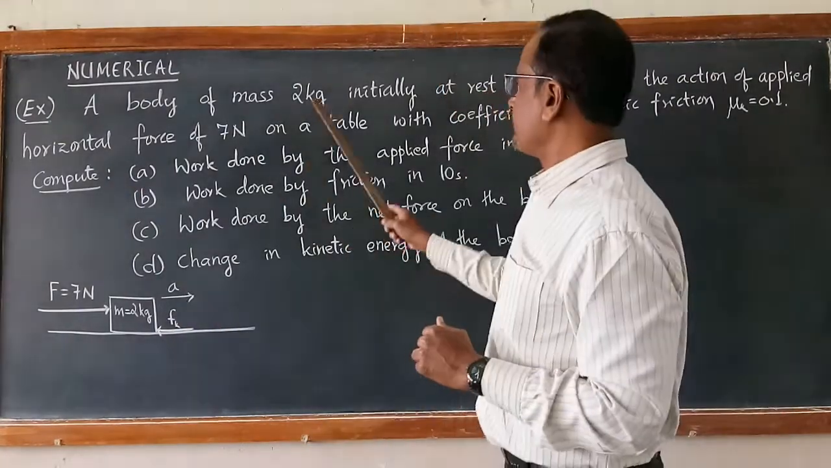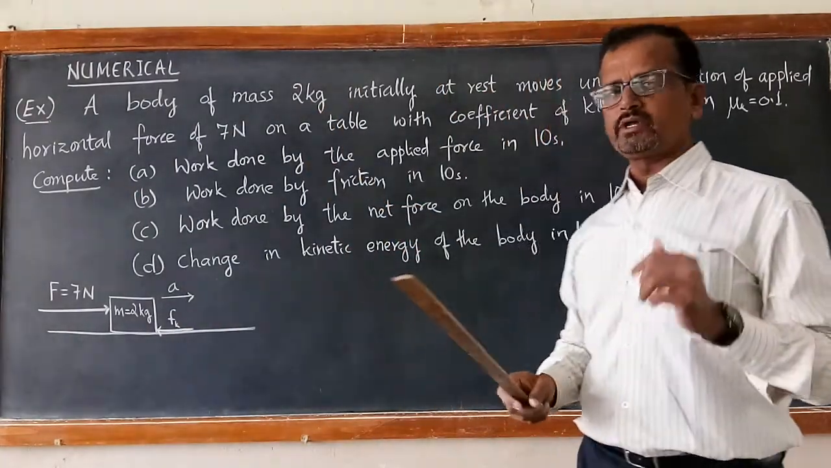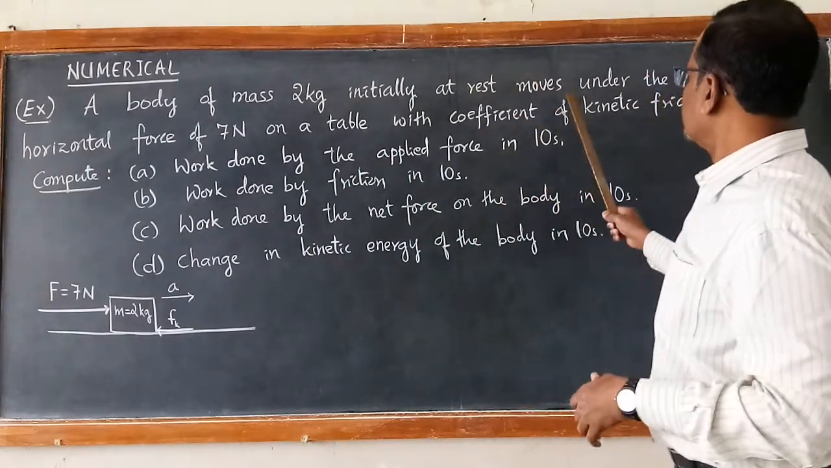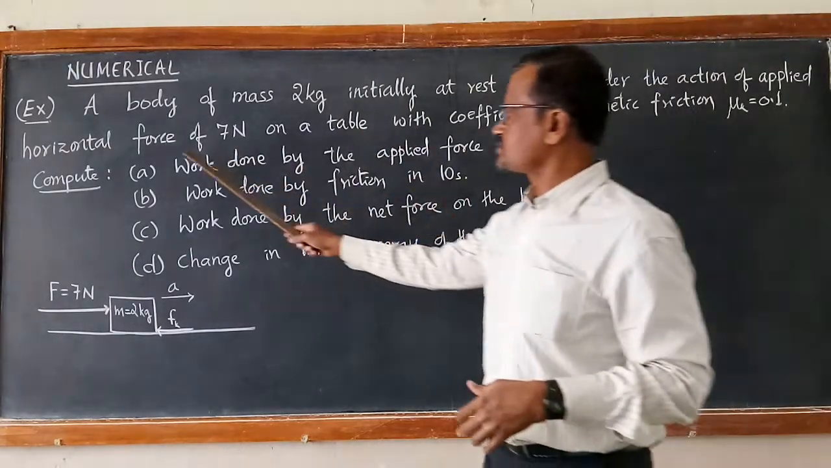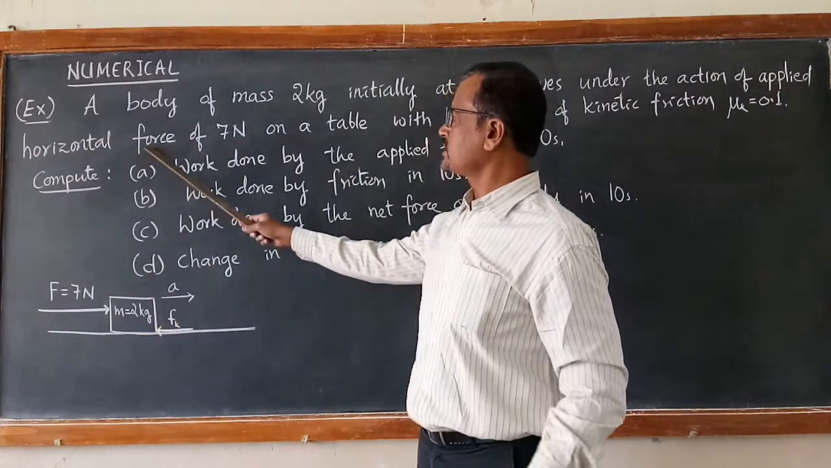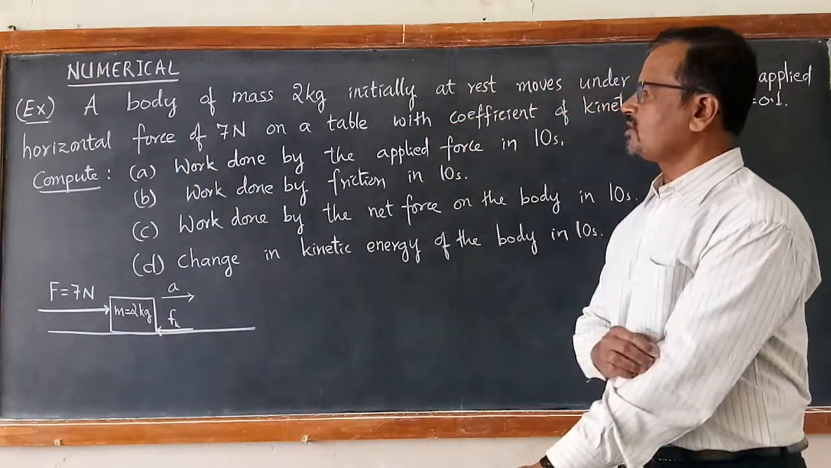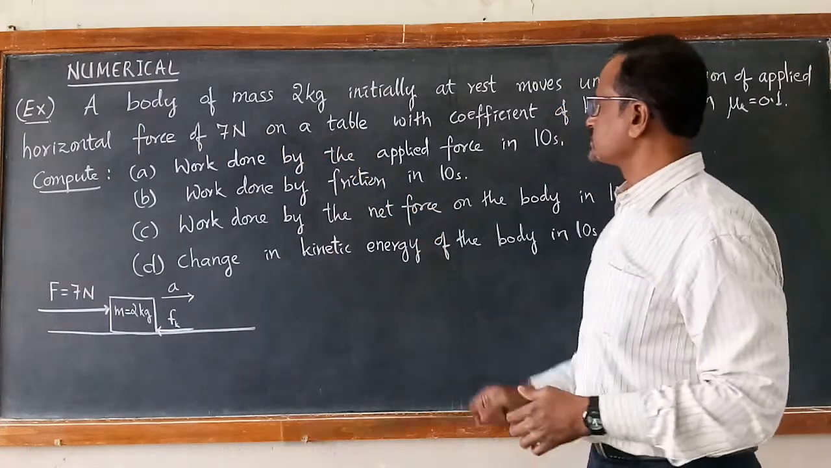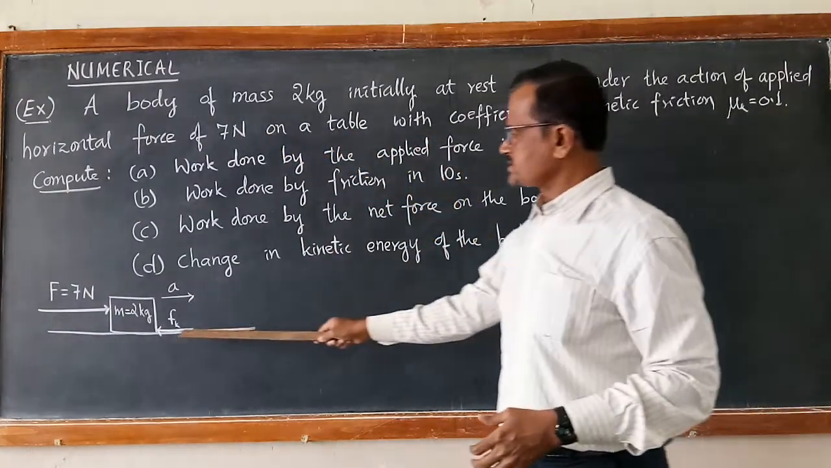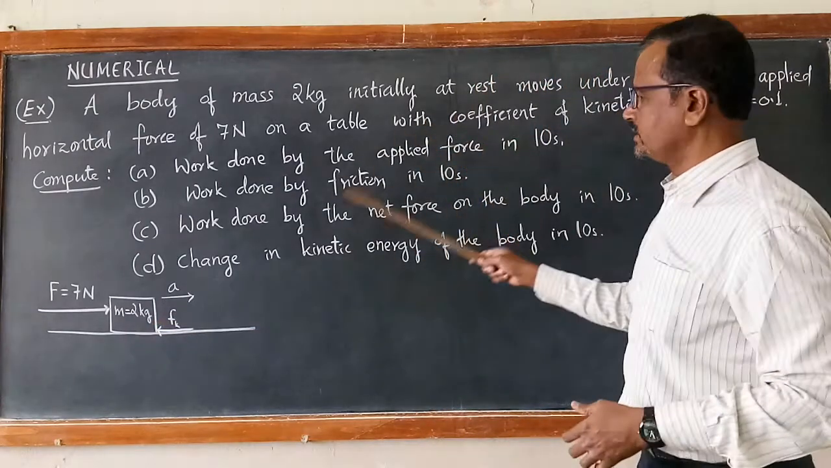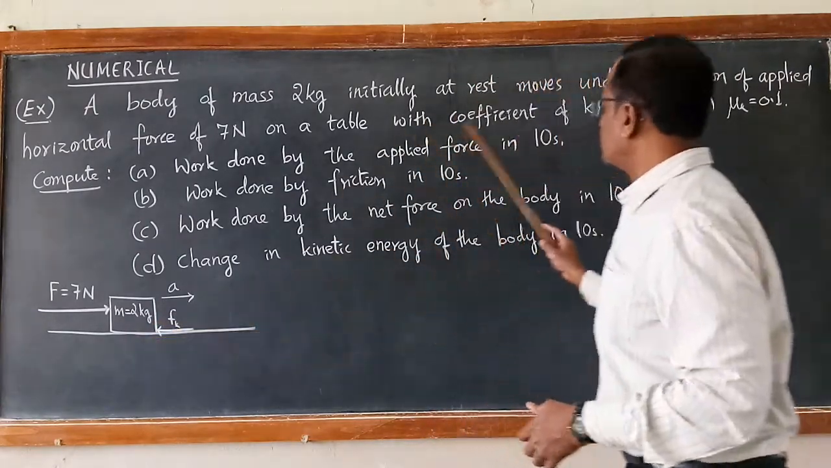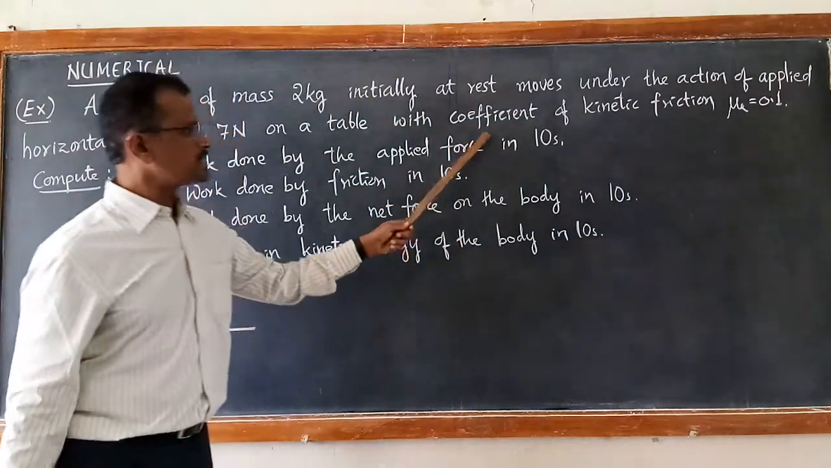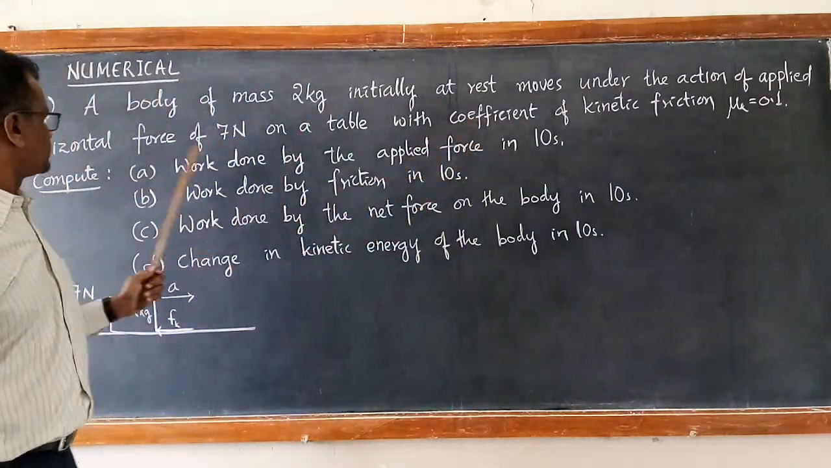There is a body of 2 kg initially at rest. It moves under the action of an applied horizontal force of 7 Newton on a table. This is the table surface, and the surface of this table with the block has a coefficient of kinetic friction 0.1.